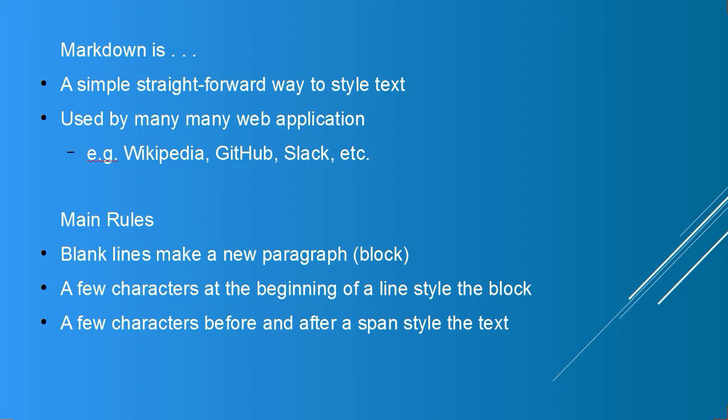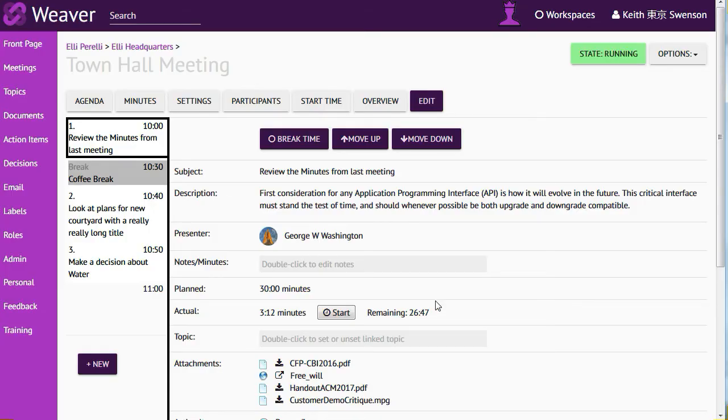You type the text in, blank lines make a new paragraph, a few characters at the beginning of the line styles the block. A few characters before and after a span of text style the text. I think you'll see that just by typing a few characters, it's very easy to style text in the way that you need it.